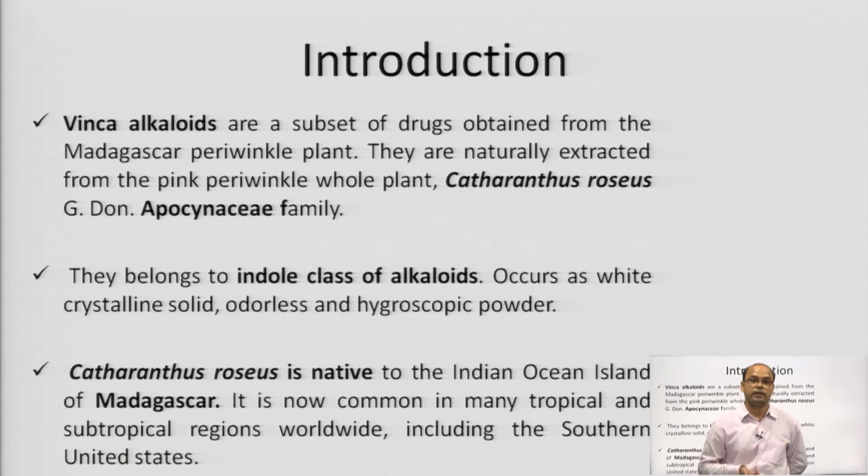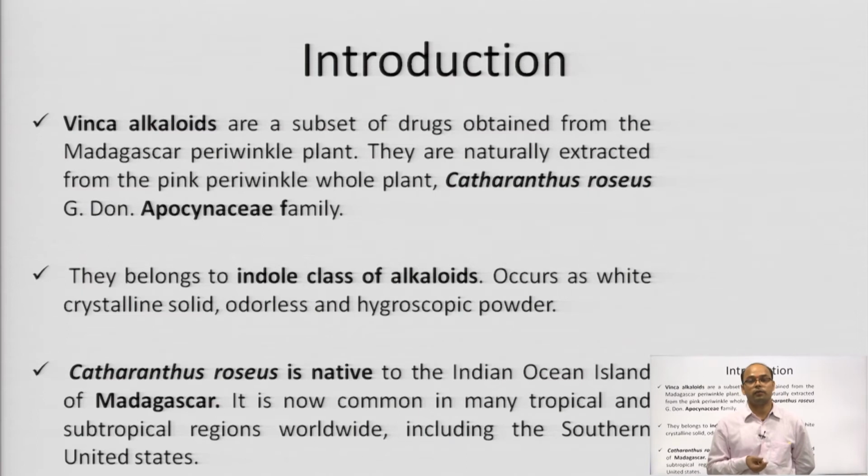If we look at the introduction, Vinca alkaloids are a subset of drugs, as we have seen in the previous slide, a group of alkaloids. It is a subset of drugs obtained from the Madagascar periwinkle plant. They are naturally extracted from the pink periwinkle whole plant. You must have seen the Sadabahar plant with white flowers or reddish flowers, but good quality Vinca alkaloids are only isolated from the pink color periwinkle whole plant. Whole plant means it includes the entire aerial part of the plant.